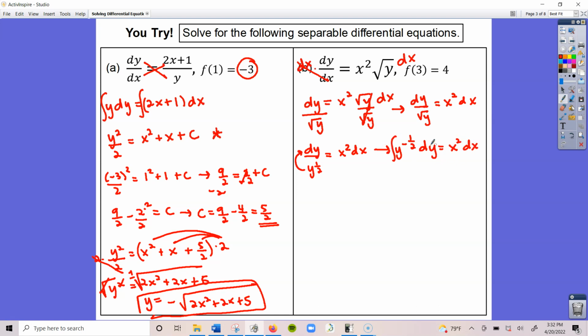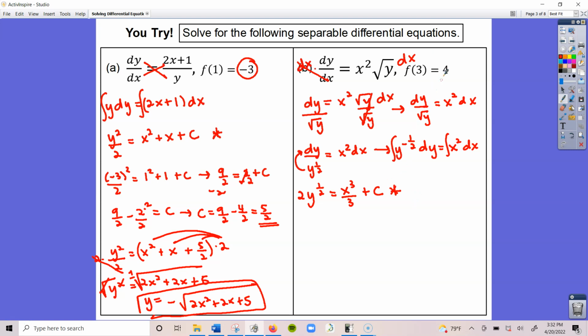I'm now going to integrate both sides. Adding 1 to this exponent would be y to the positive 1/2, and I'm going to multiply by the reciprocal, which is 2. And that's going to equal x to the 3rd over 3 plus c. This is my general solution.